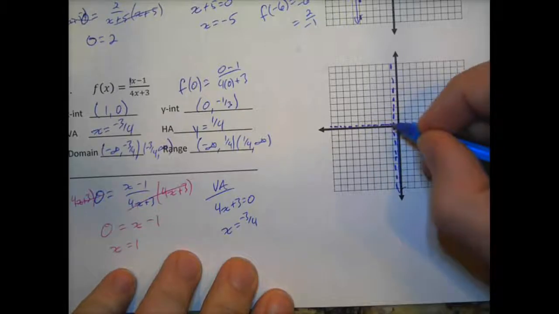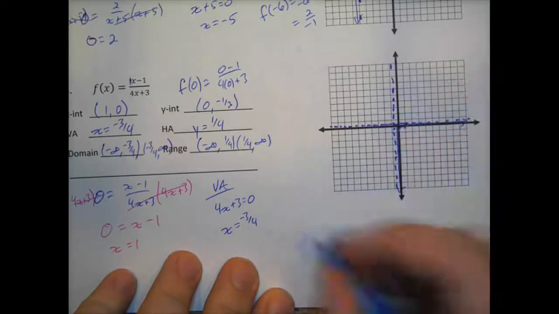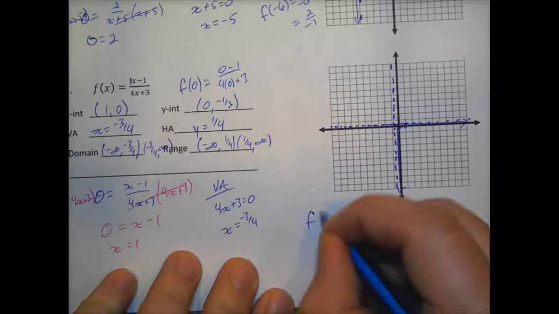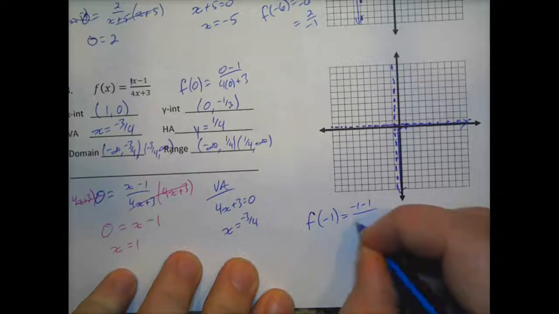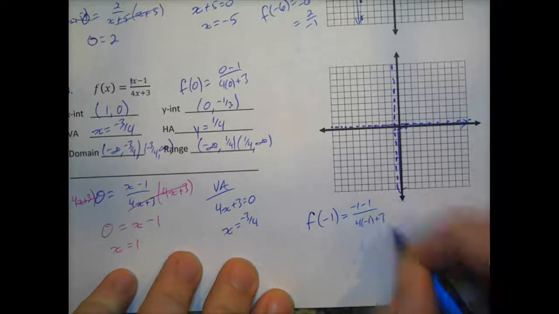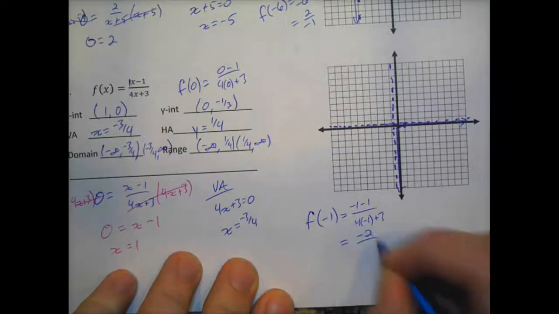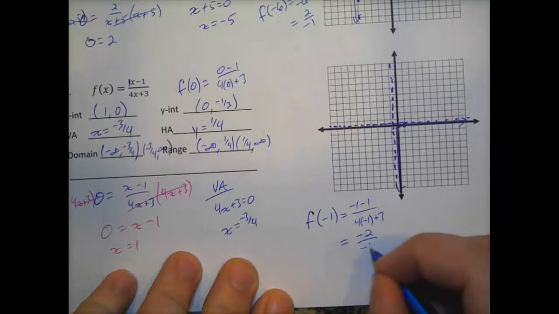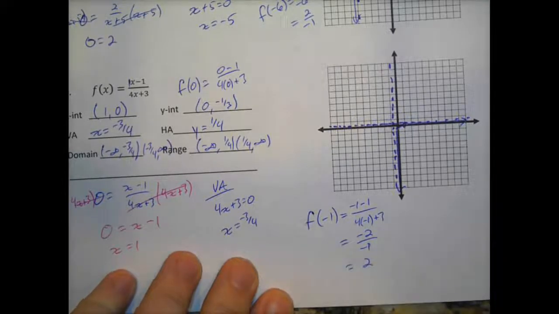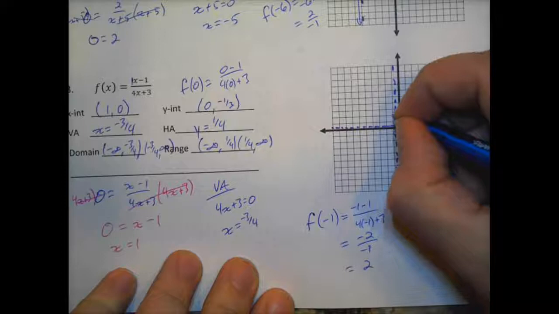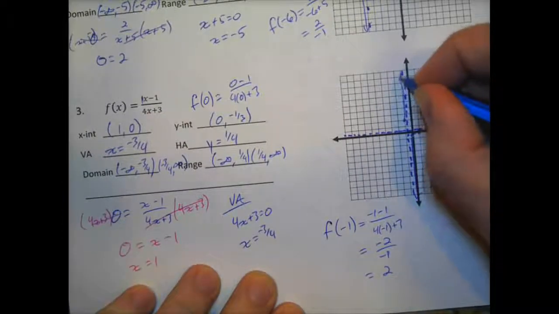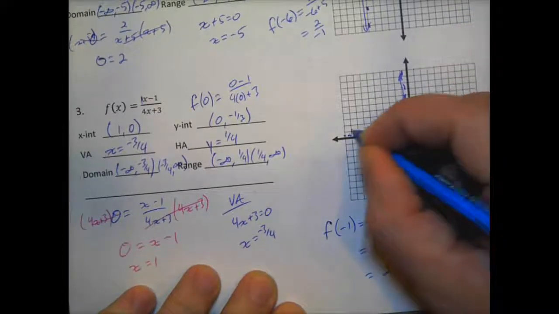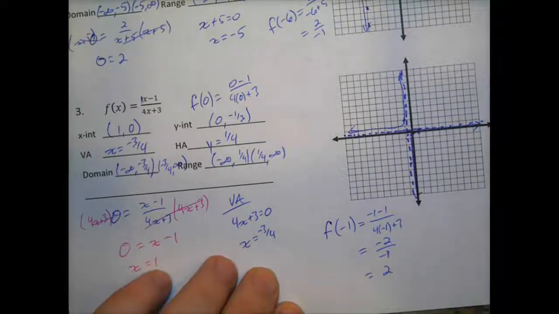So say I choose, I don't know, like -1 or something. If I plug in -1 into my function, f of -1 equals (-1 minus 1) over (4 times -1 plus 3). This would give me -2 over -1, which is 2. So I have (-1, 2) as a point, so -1, up 2. So it's getting closer to the asymptote in this direction and that direction. And there would be your graph. Beautiful.